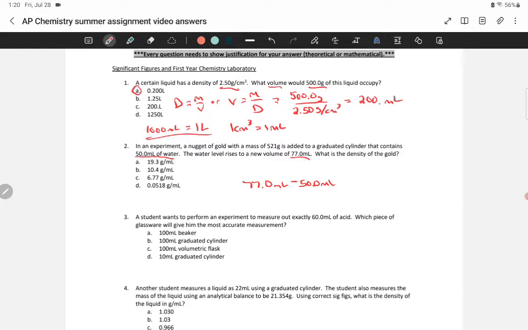But we want to get a density. So we're using the same equation we used above. Density equals mass divided by volume. So there's going to be our volume on the bottom, but we need a mass, and we were given a mass of 521 grams. So when you do that math, I think that comes out to be 19.3 grams per milliliter. Okay? So again, we had to do a subtraction for volume, and we had to do a density equals mass divided by volume question.